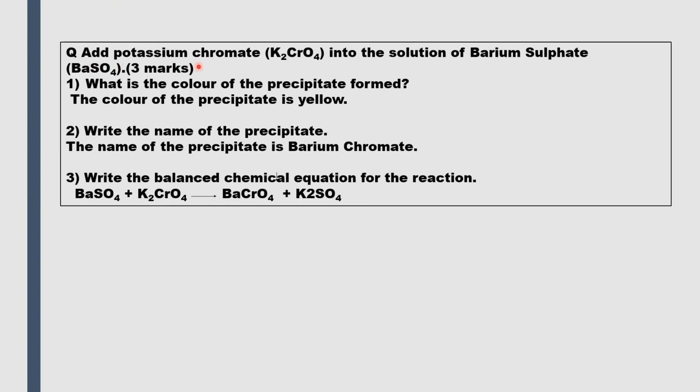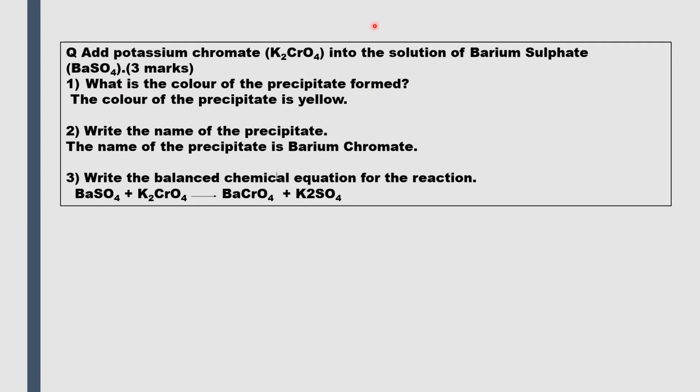This is another important activity based question which is asked in the board frequently. The question is, add potassium chromate, that is K2CrO4, into the solution of barium sulfate, BaSO4. So what are the probable questions which are based on this particular question? The question carries 3 marks, as I said. What is the color of the precipitate formed?